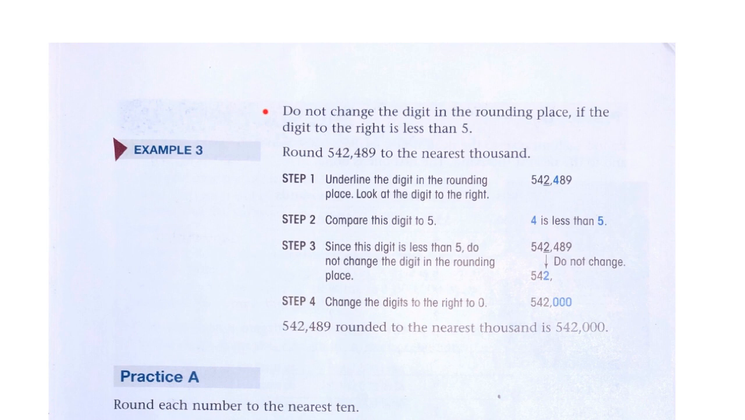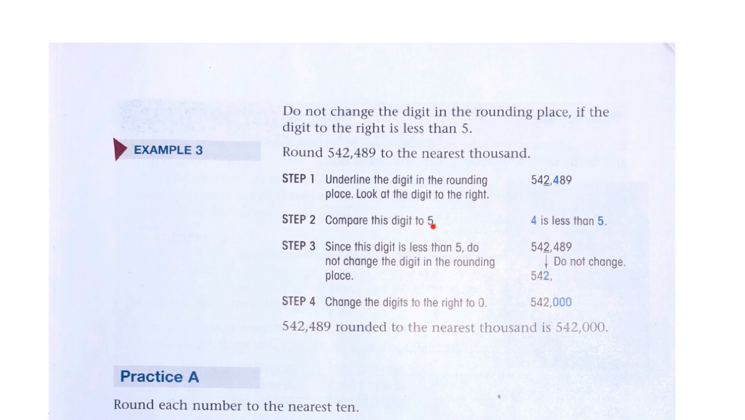Do not change the digit in the rounding place if the digit to the right is less than 5. Let's look at example 3 for that. Round 542,489 to the nearest 1,000. So we follow the steps. Step 1. Underline the digit in the rounding place, which is rounding to the nearest 1,000. So we underline the 2. Look at the digit to the right of that, and that would be, in this case, 4.